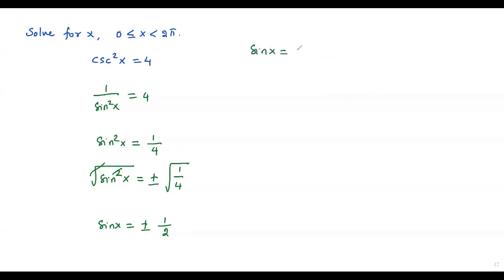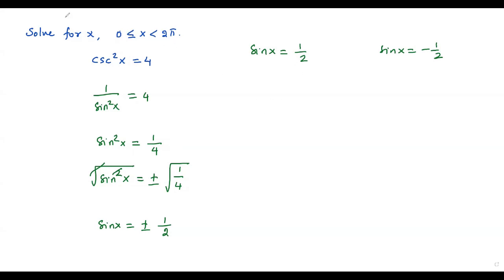Okay, let me write it over here. Sine x equals positive 1/2 and sine x equals negative 1/2. Now we have to find the value of x in this interval, that is, 0 less than or equal to x less than 2 pi. So the value of x can be equal to 0 or greater than 0, and it has to be less than 2 pi.